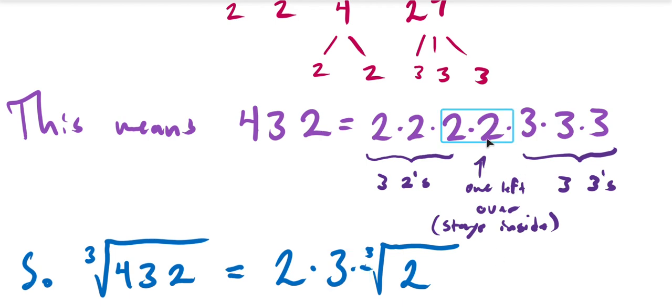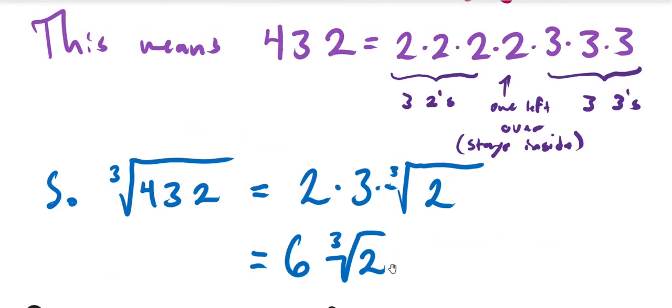And then what's left? Well, there's only one 2 left over, and that gets stuck inside. That doesn't reduce anymore. And so we just unite the 2 and the 3, and we get 6 cube roots of 2. This is another nice way to simplify radicals of, say, large numbers. We make a factor tree, we figure out how many of a kind we need to see, and then we pull out that many. That is to say, we put one copy of that factor up front for each, in this case, 3 of a kind that we saw.